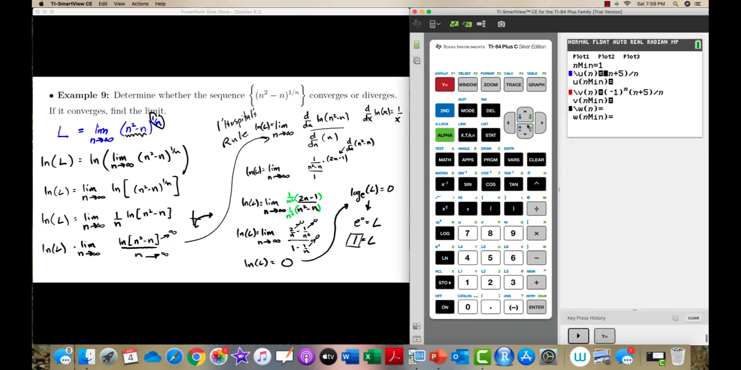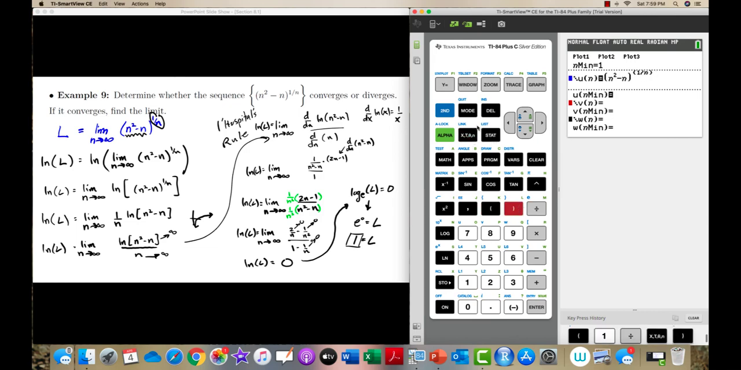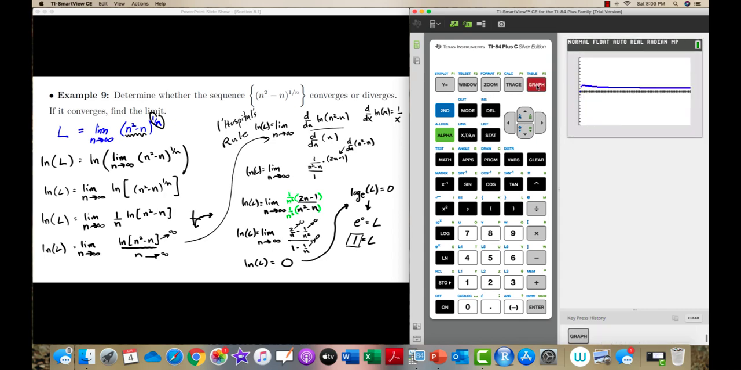So this would be probably a pretty good one to plug in and see if anything enlightening can be seen here. So n squared minus n, raised to the 1 over n. Okay. And I'll hit graph there, and you can see it seems like it's settling down, right? And so at that point, I would think, okay, I'm thinking this is going to converge. Now, how do I show it algebraically?